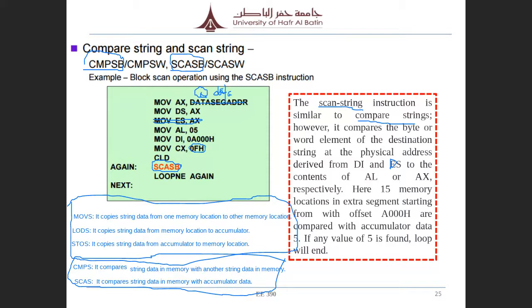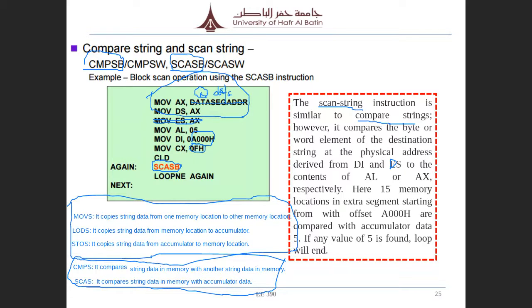Okay, let's see the example here. The first two lines are move ax comma at the rate data, which initializes the data segment, and then move al comma 05, so AL is loaded with 05. Then move di comma, destination index, so DI is loaded with A000h. And CX is loaded with 15, or 0Fh.